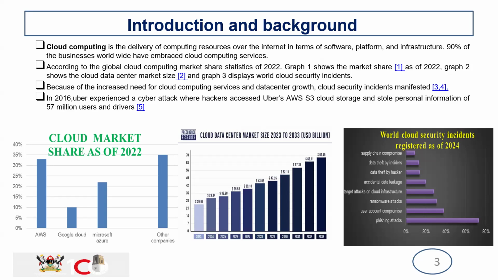Cloud computing is the delivery of cloud resources or computing resources over the internet in terms of software, platform, and infrastructure. People nowadays have adopted cloud computing services because of the number of benefits that they offer. And from this graph here, we see that Amazon Web Services is the most dominant company in providing cloud-based services to end users.